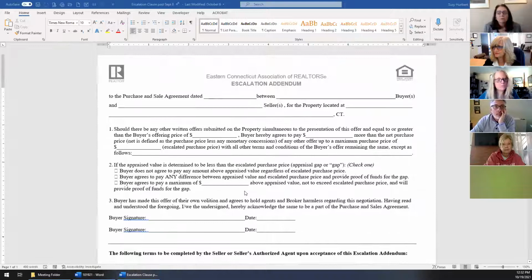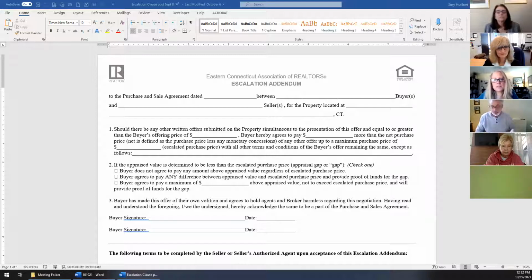One of the things that I'm here for, because I'm not a broker, is that I'm the chair of the Forms Committee this year. And this past meeting in October, the Forms Committee, who has spent months and months working on an escalation addendum, finally decided that they tweaked it enough and it looked good, and we wanted to present it to the board of directors for approval next week.